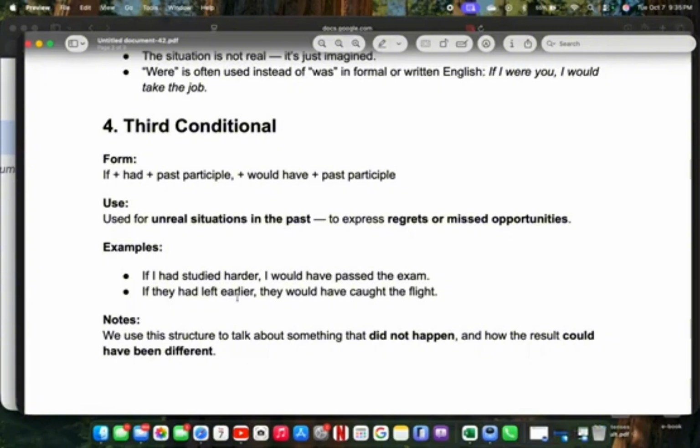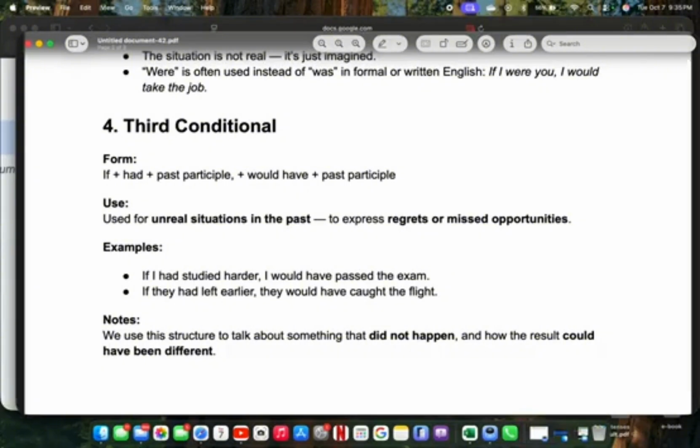Or if I had maybe studied the questions from the HR, I would get the job. Yeah, so it's something that happened in the past and I regret my decision. Yeah, I missed the opportunities to get the job.